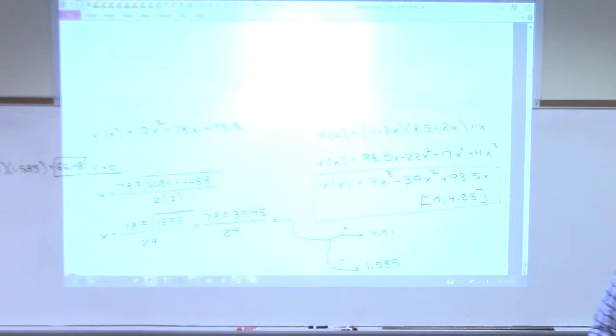How are we doing? Did everyone take the derivative and set it equal to 0? Yes. It's a quadratic. You have to use the quadratic formula. I think that we've gotten to the point where we can just talk this through.